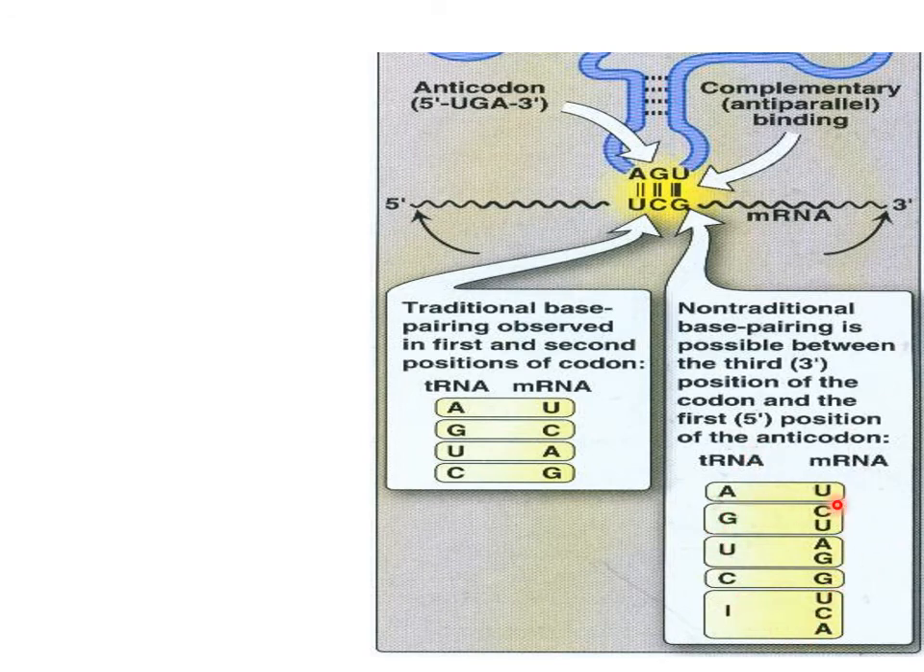So A can base pair only with U, C can base pair only with G, but G can base pair with C and U also. U can base pair with A and G also. And if it is a hypoxanthine base in the anticodon, it can base pair with U, C, and A.